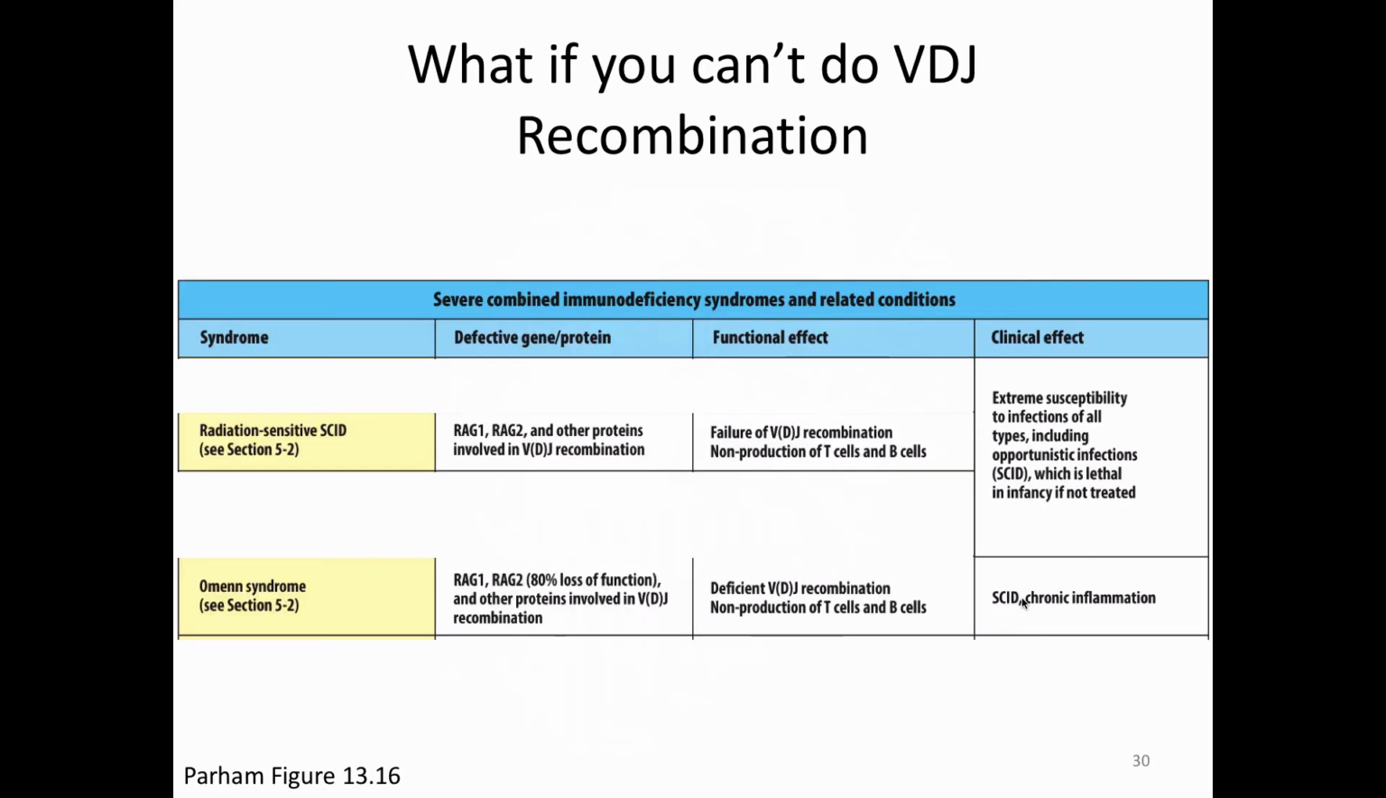There are some people who can't do VDJ recombination. These people have diseases usually known as SCID. There are a few different types of SCID, or severe combined immunodeficiency. These people have no B cells, no T cells. They basically have no adaptive immune system, though they still have an innate immune system. And thus, they're able to live in a very, very controlled environment. They are extremely susceptible to infections, but if we control their environment, then they're going to be okay, and there are some treatments that we have for these people.